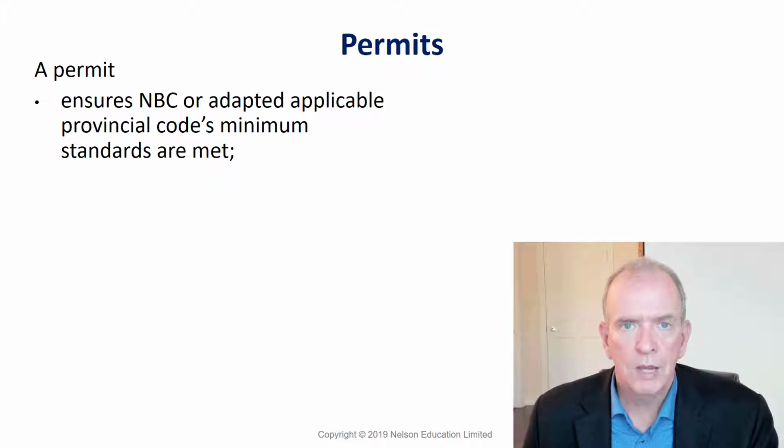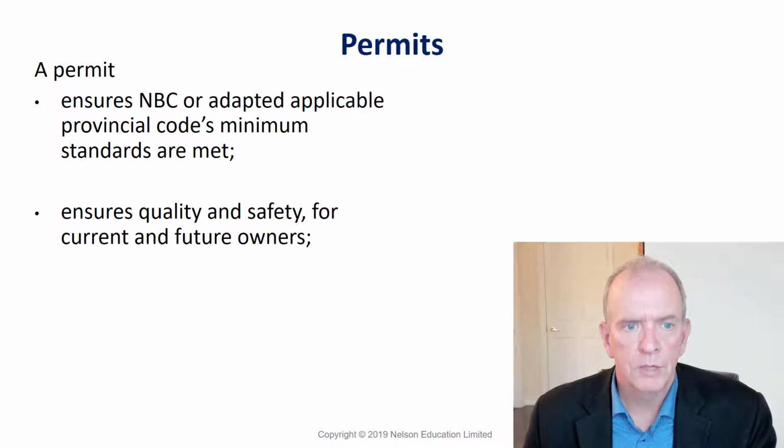Your textbooks always refer to the NBC, and there's not a big difference, as I think I mentioned in a previous lecture, between the NBC and the OBC, except in certain areas like energy efficiency and a number of other areas. But if you know how to read one, you know how to read and interpret the other. That's the good thing. So the process is more or less the same. A permit ensures quality and safety for current and future owners, and that's really a minimum standard.